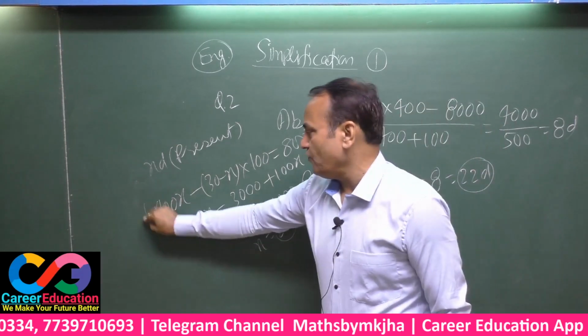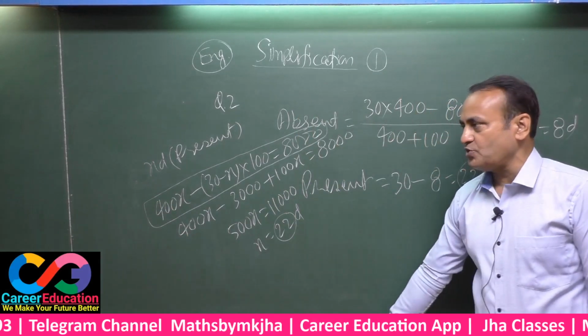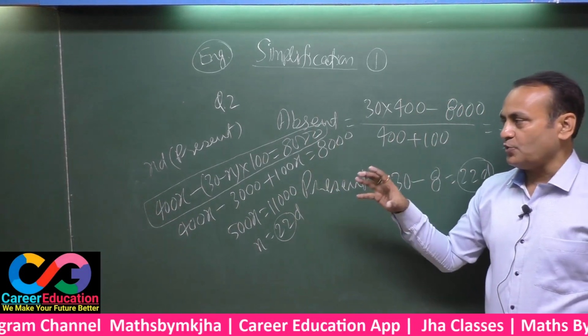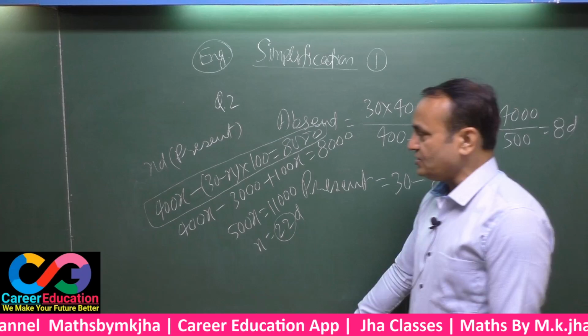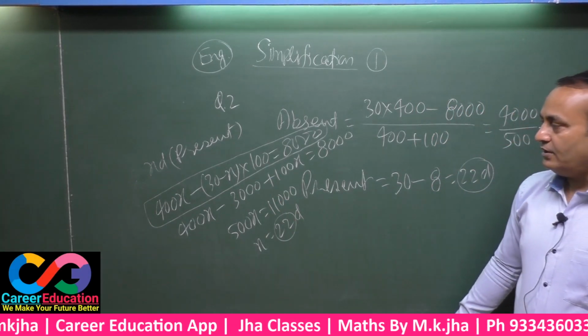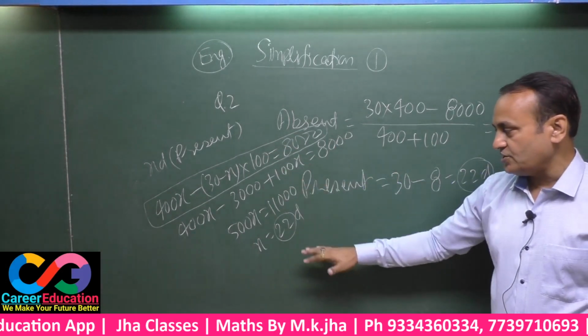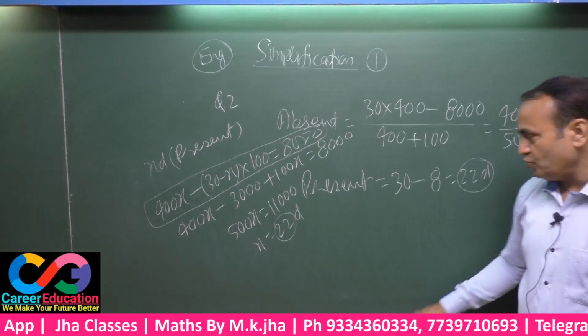This is your basic equation as discussed in question number 1. Exactly the same situation is prevailing here as well. I have supposed the present days were x, that means 400x rupees he could have, but he got only 8,000 due to the negative marking, negative payment. Thus this is the equation and you got the answer 22 days.